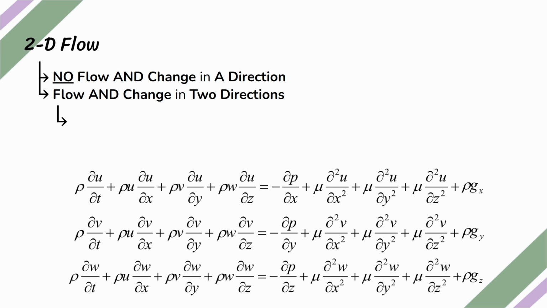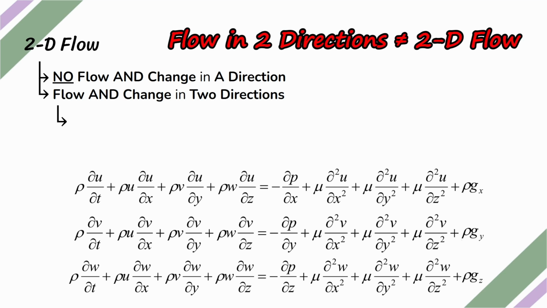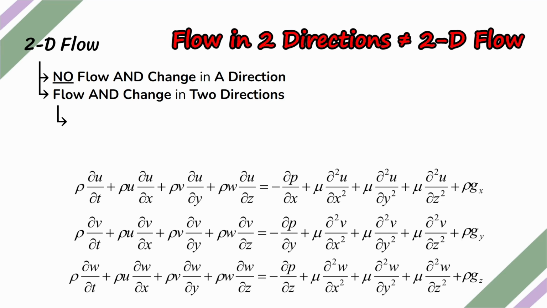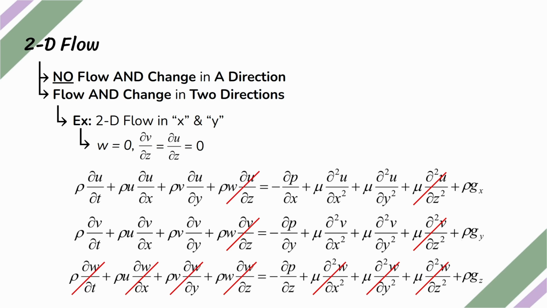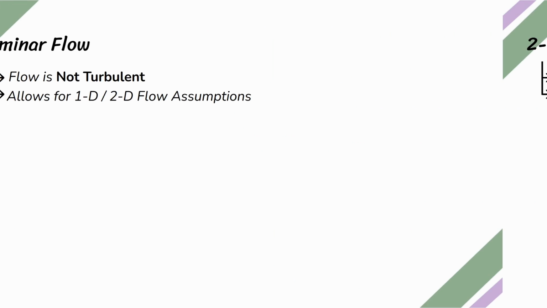And the continuity equation doesn't come into play for this assumption. Next, we have 2D flow, and similarly to 1D flow and unidirectional flow, flow in two directions and 2D flow are not the same. As you can see here, if we do an example of, let's say, 2D flow in X and Y, that means W is equal to 0, and two additional terms, dv/dz and du/dz, are also equal to 0. So two extra terms are canceled when compared to the previous assumption.